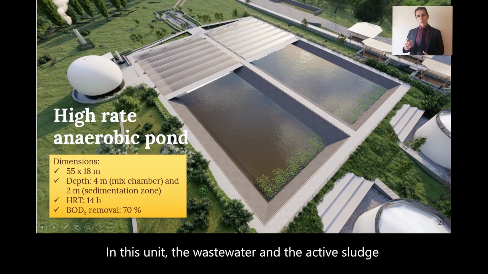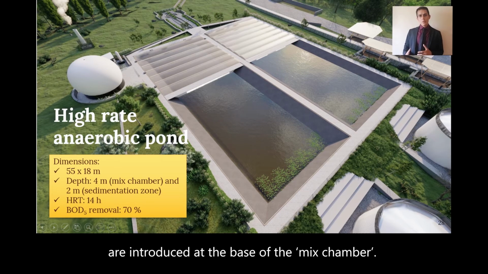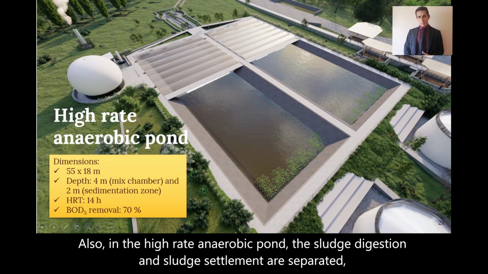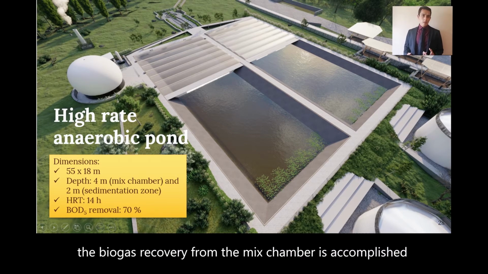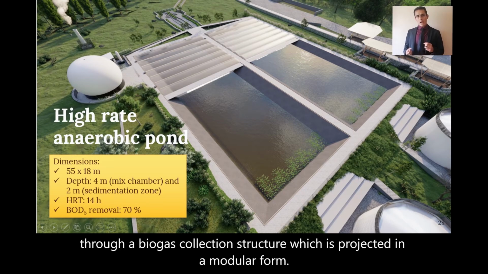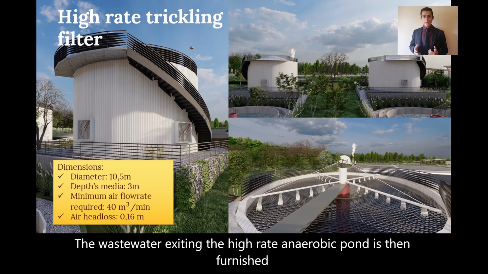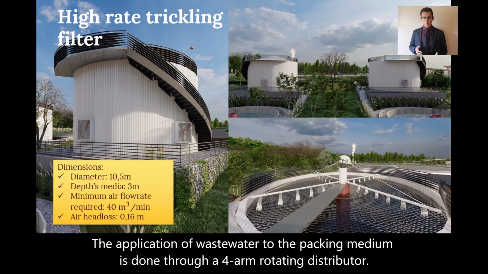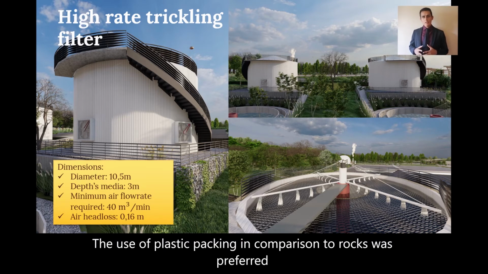In this unit, the wastewater and the active sludge are introduced at the base of the mixed chamber. Also, in the high-rate anaerobic pond, the sludge digestion and the sludge settlement are separated. The biogas recovery from the mixed chamber is accomplished through a biogas collection structure, which is projected in modular form. The wastewater exiting the high-rate anaerobic pond is then furnished additional treatment in the high-rate trickling filter. The application of wastewater to the packing medium is done by a 4-arm rotating distributor.